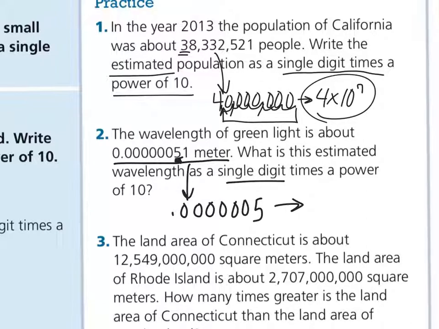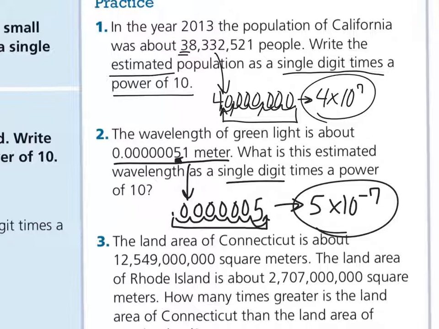And then in scientific notation. So this time we want to move this over to here after that 5. And that would move 1, 2, 3, 4, 5, 6, 7 places. This is a small number, so that's going to be a negative power. Remember, it's like dividing by 10 7 times to get back to that point.